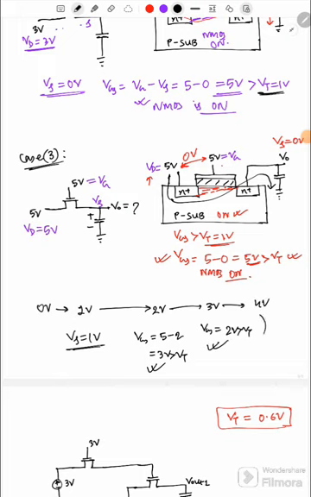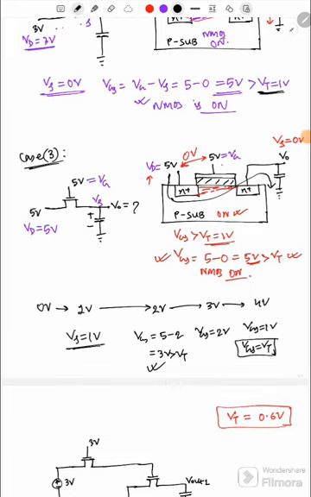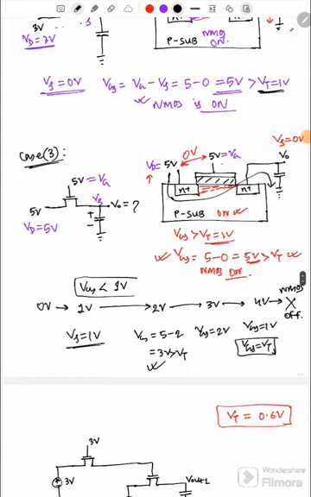Then 4 volt. At 4 volt, how much VGS are we getting? 5 minus 4, which is 1 volt. So it is equal to VT. That means if this goes beyond 4 volt, then VGS will be less than 1 volt, so then the NMOS will turn off. We have to keep this point very, very clear. Here VGS is equal to VT, and in this situation the NMOS will be off.